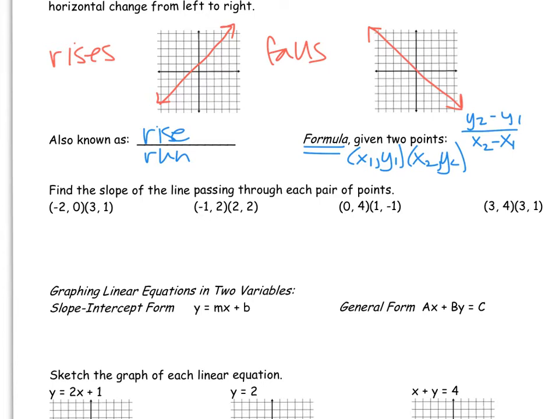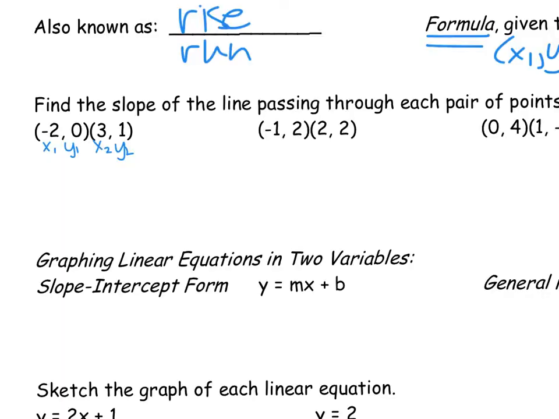All right, let's try a couple. Find the slope of the line passing through each pair of points. For that first set of ordered pairs, I identified each pair with a coordinate system: x1, y1 for the first ordered pair, and x2, y2 for the second. Applying that definition of y2 minus y1, we would have our slope equals 1 minus 0 in the numerator over 3 minus negative 2 in the denominator.